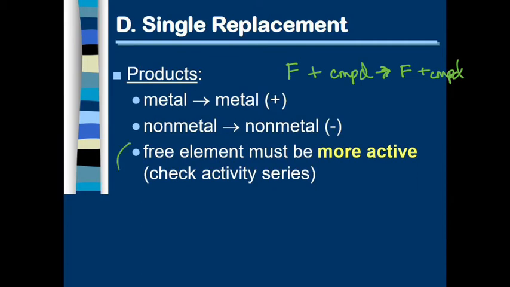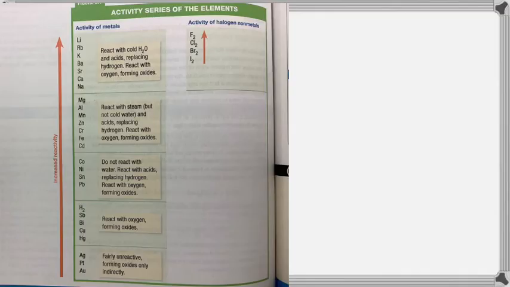I want to look at this last little part. It says your free element must be more active than what it wants to replace. So if your free element is coming in here to kick something out of your compound, it must be more active. I'm going to go show you the activity series real quick, but that periodic table packet I gave you, on the back of the periodic table is a copy of this activity series.